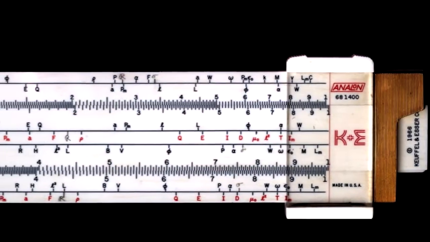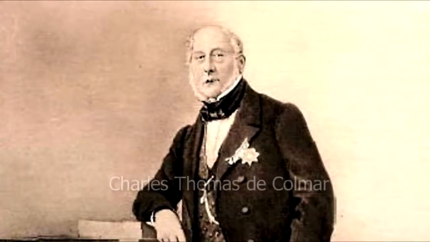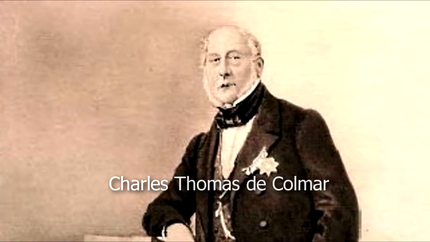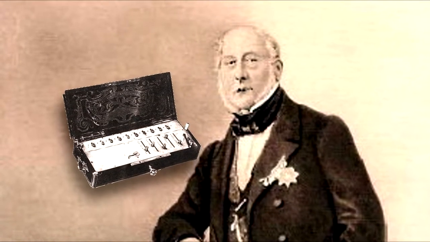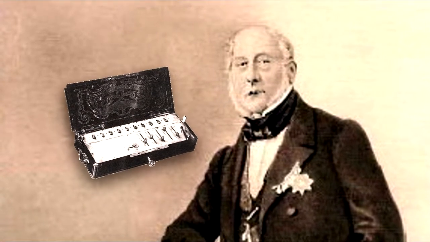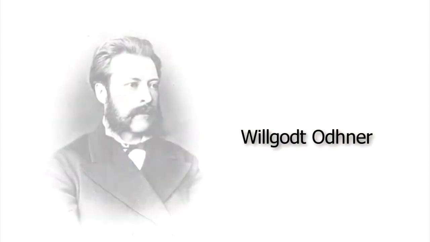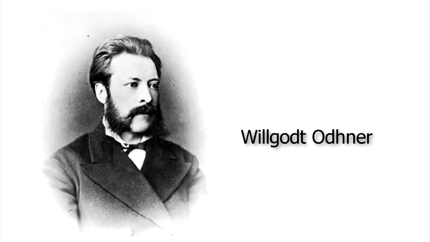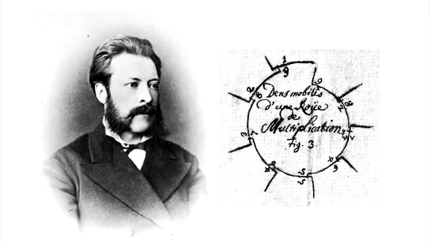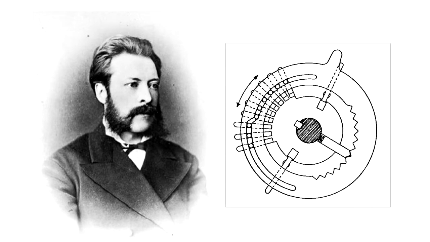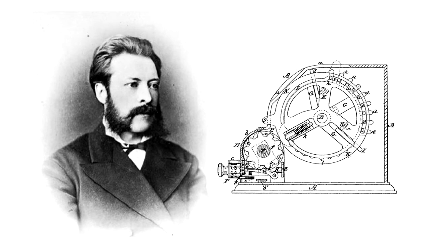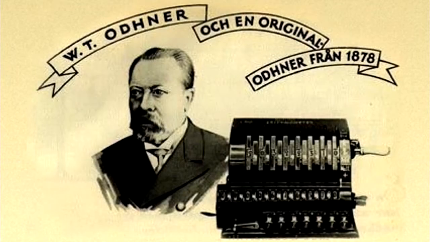French inventor and entrepreneur Charles de Colmar designed and produced the first mechanical calculator in 1820. The calculator was known as the Thomas de Colmar arithmometer. Wilgot Odhner, a Swedish immigrant living in St. Petersburg, Russia, made an improvement in the original design of the Colmar arithmometer. He decided to replace the bulky cylinder with a smaller, lighter pinwheel disc. Odhner patented his calculating machine in 1878 and began mass production until his plant was nationalized in 1917.